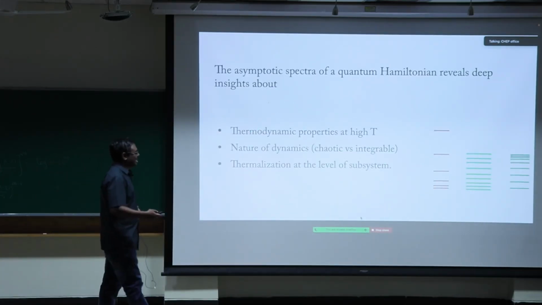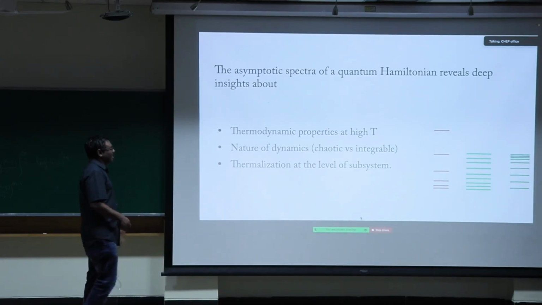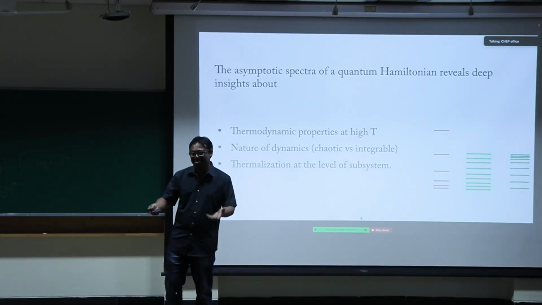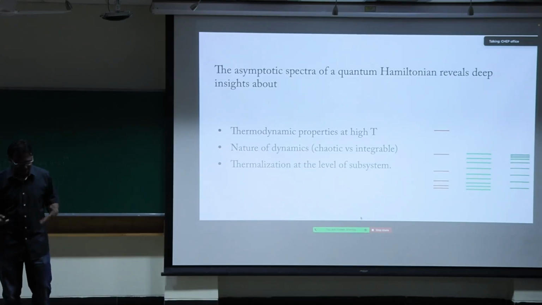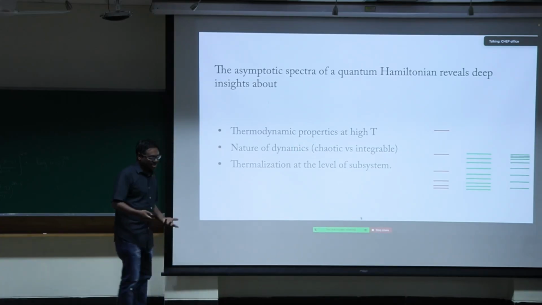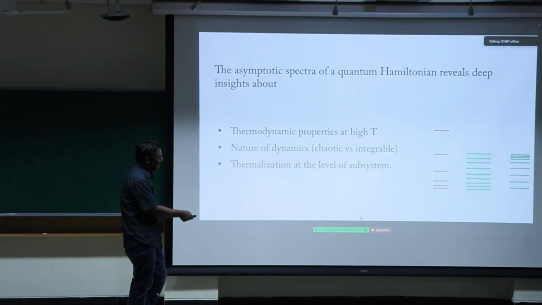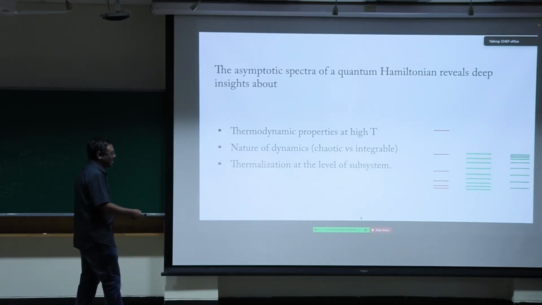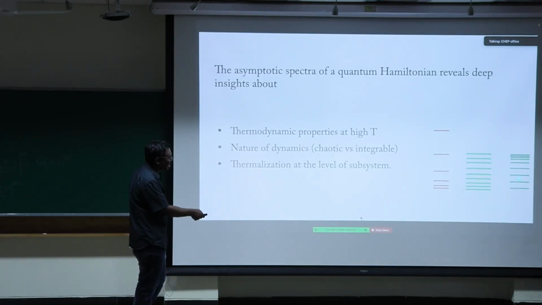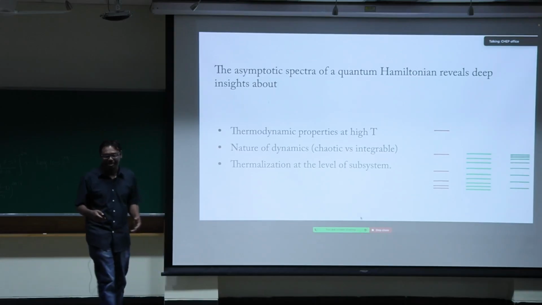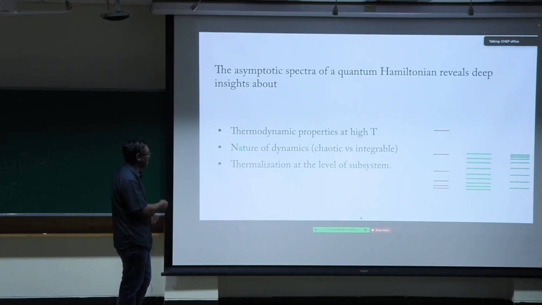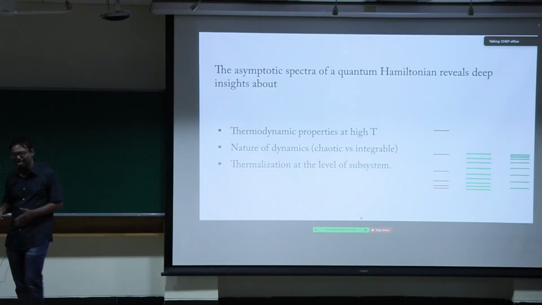And then why do we care about this asymptotic spectra? Because this asymptotic spectra of a quantum Hamiltonian reveals deep insight about thermodynamic properties at high temperature, which makes sense because you are heating up the system and the high temperature should be sensitive to high energy. It also tells you about the nature of the dynamics. If you have regular spectra, then the system is supposed to be integrable, whereas if you have very small spacing, and you see some pattern in how these spacings are distributed, you might be able to deduce that your system is chaotic. So it is important to understand the asymptotic spectra, to understand these properties, the thermalization, the chaos, and broadly speaking, the thermodynamic property of a quantum system.